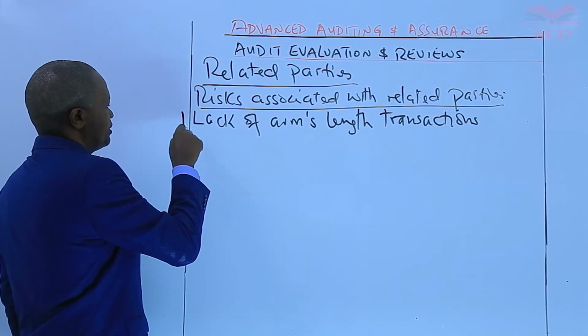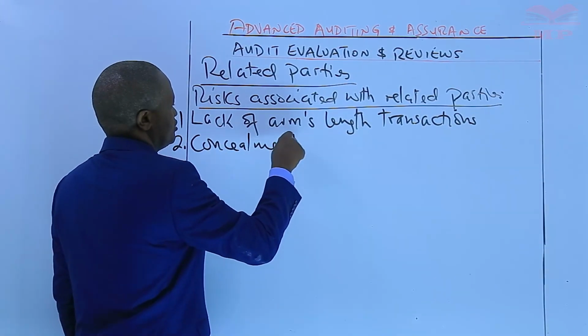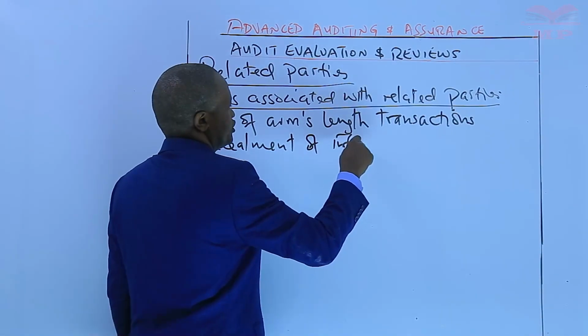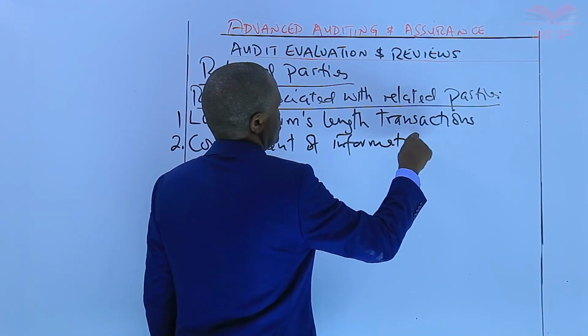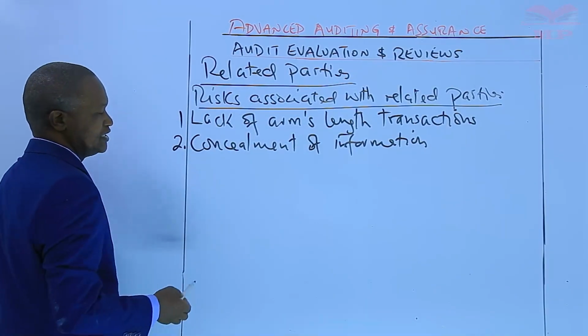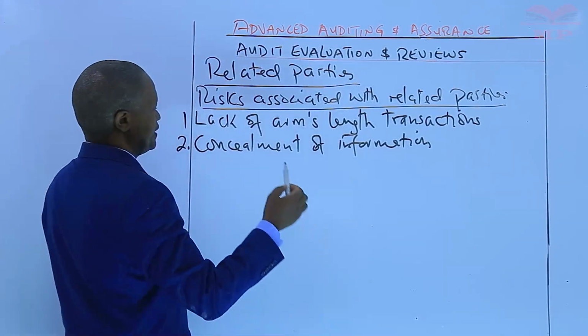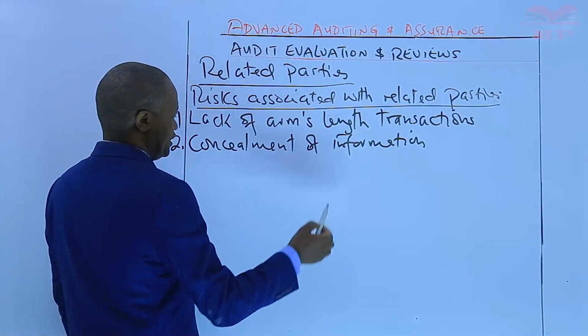Number one. Number two is concealment of information. When a company deals with related parties, then there is the risk that information will not be revealed. Certain information may not be revealed.